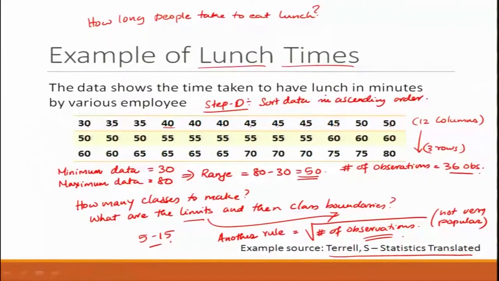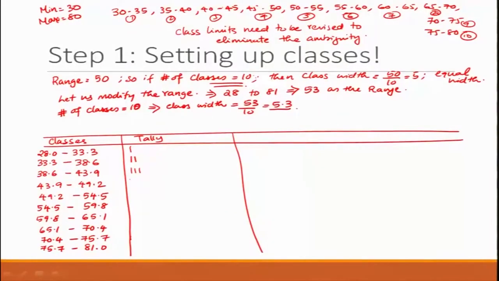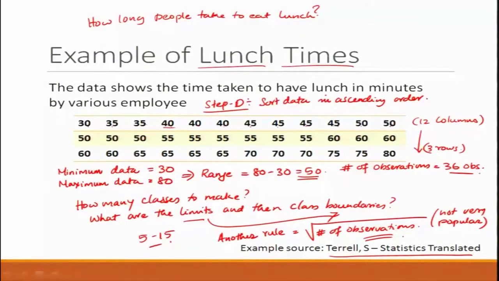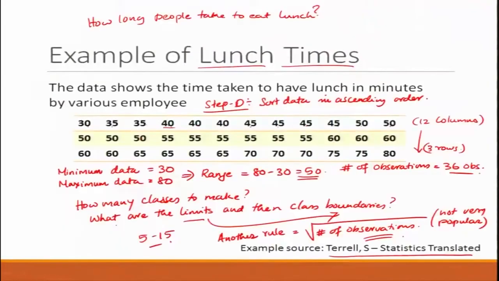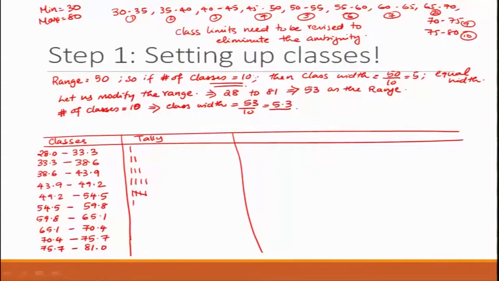Then 43.9 to 49.2. So, between that only 45s will come, 1, 2, 3, 4, 4 of them. So, then we basically do 1, 2, 3, 4. Then 49.2 to 54.5, go back and say that the only value you get is 50, 5 50s. So, it will be 1, 2, 3, 4, 5. Then 54.5 to 59.8. If you go back, you will actually get only 55, 6 55s are there. And 60 will not come because it is outside that. So, that is the 6.